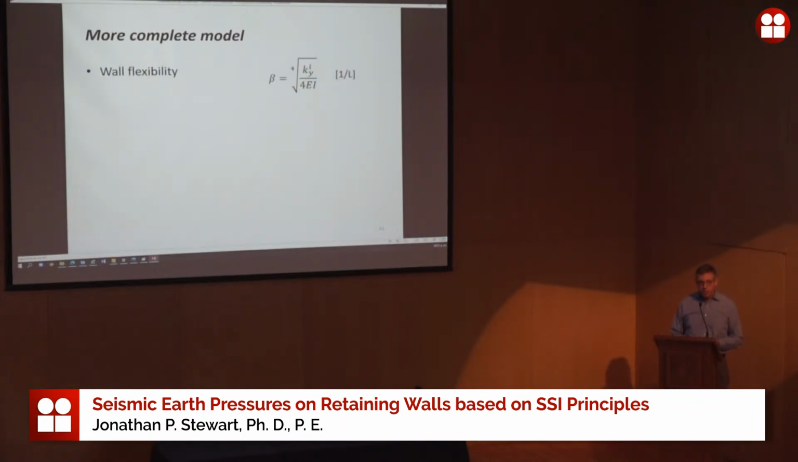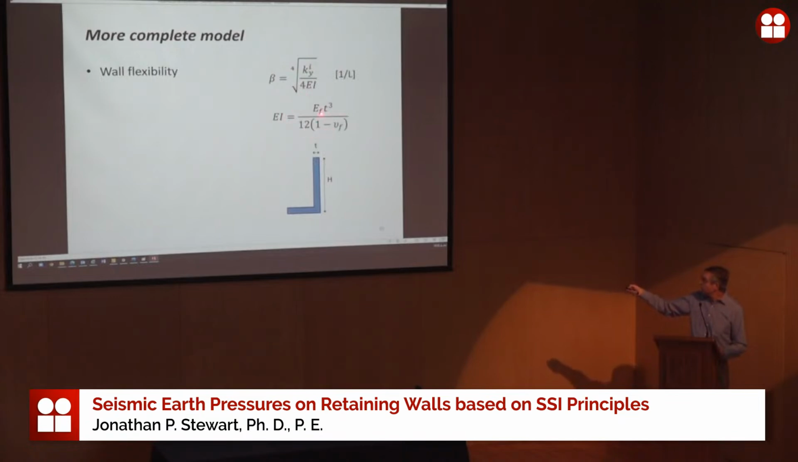The key variable that comes in with this solution is wall flexibility. And the wall flexibility has a parameter that describes it. This is kind of a classical parameter in soil structure interaction literature, beta. Unlike most variables in soil structure interaction, beta is not actually dimensionless. It has units of 1 over length. It's basically KYI divided by the moment stiffness of the wall section. So the EI, that's the moment stiffness of the wall section.